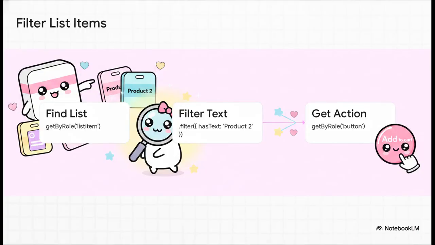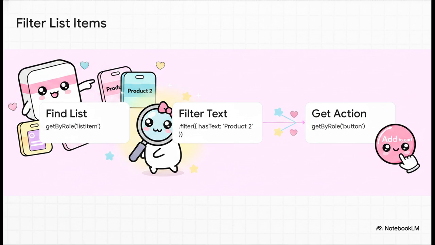So real-world applications aren't just simple little buttons, right? They're dynamic lists, complex grids, deeply nested product cards. Think about how a human actually finds an item in a list. They look at all the items, they find the one with the right name, and then they look for the button right next to it. We can chain locators to do exactly that.